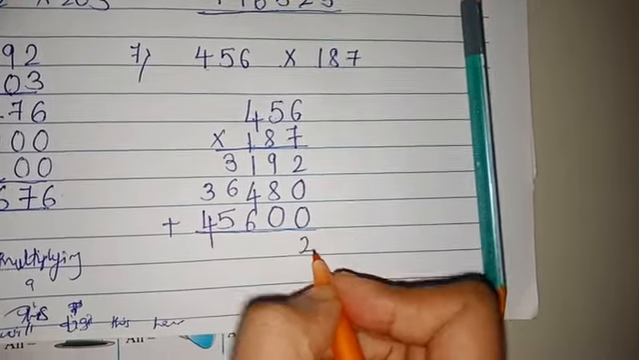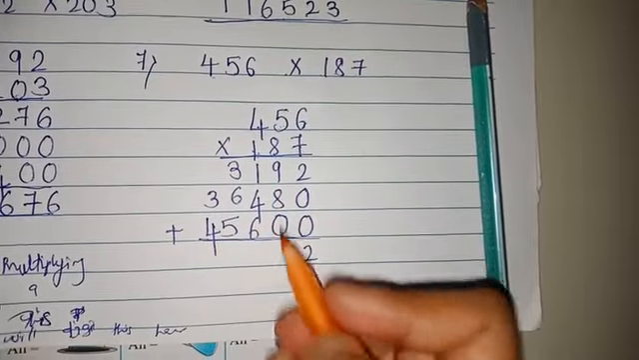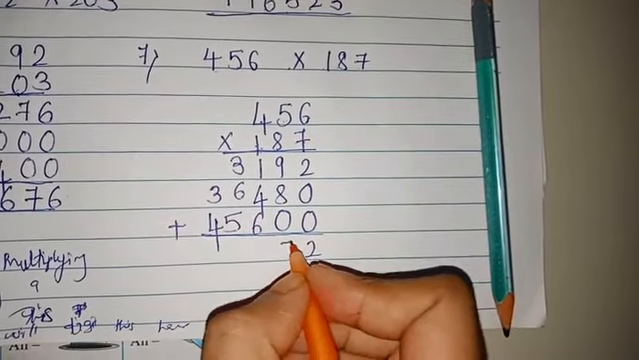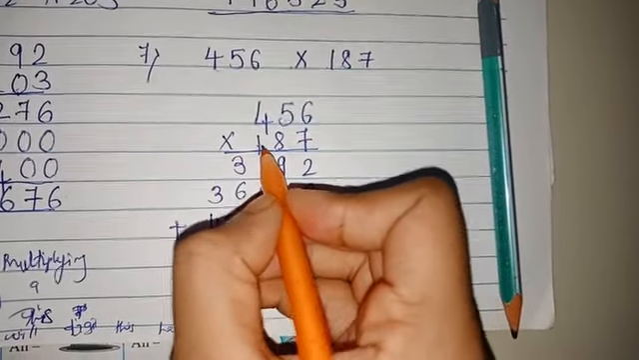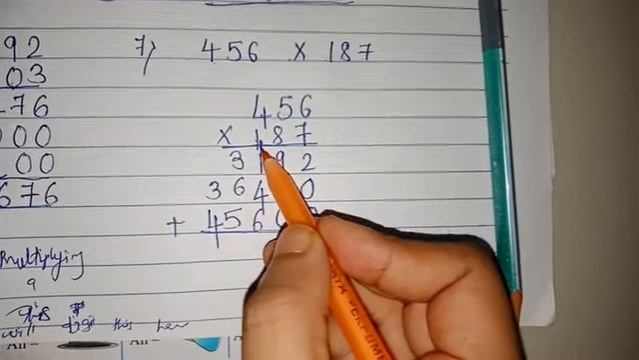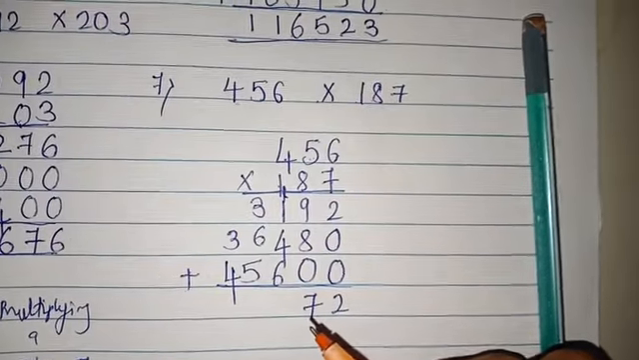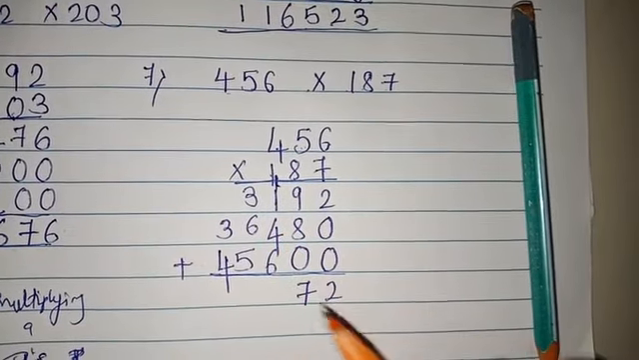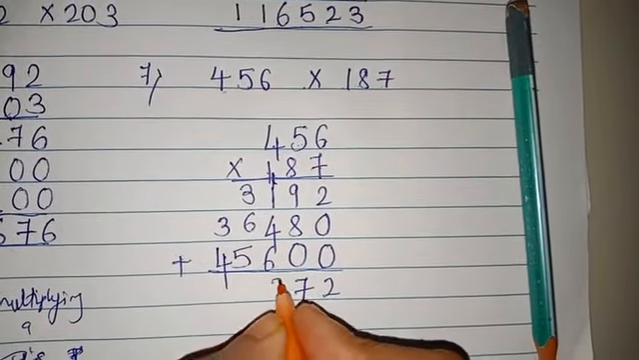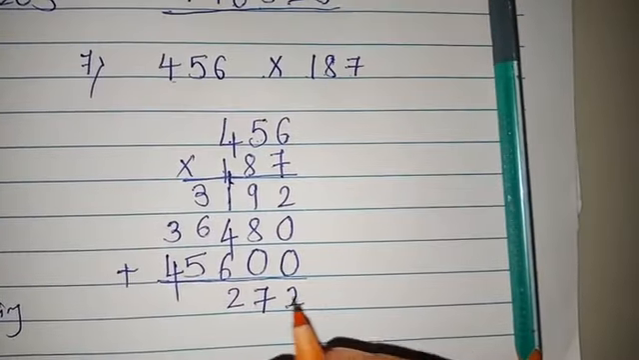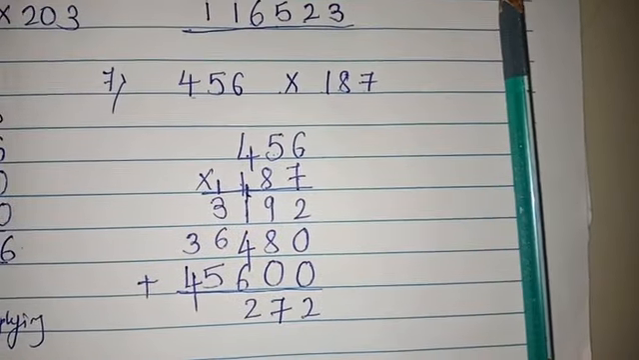2. 9 plus 8 is 17. So 7 will come here and carry it forward 1. Now 1 plus 1 is 2. 2 plus 4 is 6. 6 plus 6 is 12. So 2 will come here and carry it forward 1.